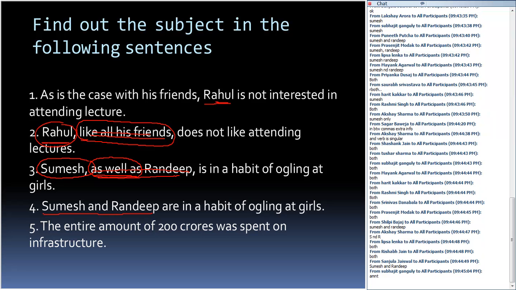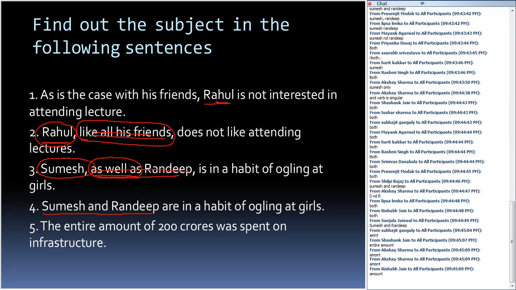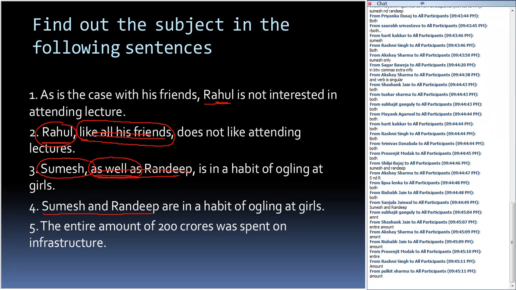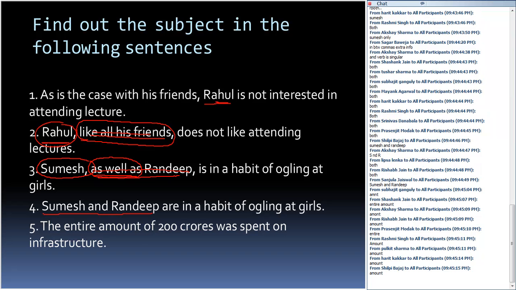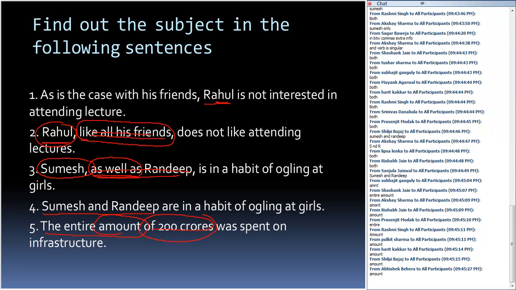What is the subject? Very good. The entire amount. The amount is the subject. It is immaterial that this amount is of 200 crores because this information that this amount is of 200 crores is extra information about the subject. The subject is amount. Okay, good. Very good.